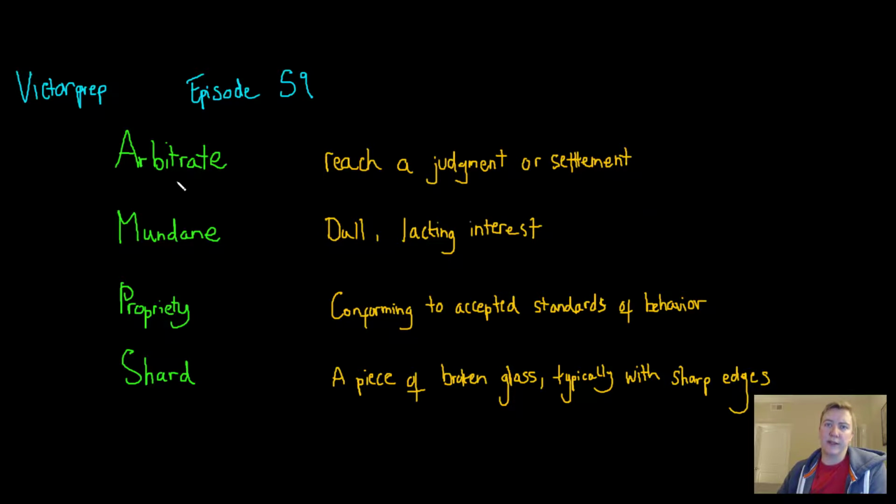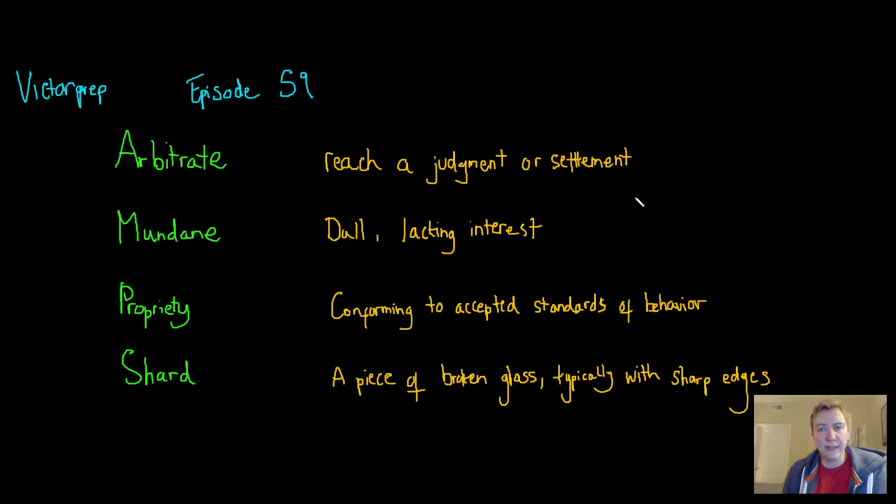So we have arbitrate, and we're going to just review all the words now, because when you're learning words, it really, really helps to get some repetition. The more you repeat these words, it's going to sink into your brain more, basically. So we have arbitrate. And arbitrate is to reach a judgment or settlement. Mundane, meaning dull, lacking interest, boring, mundane, monotonous.